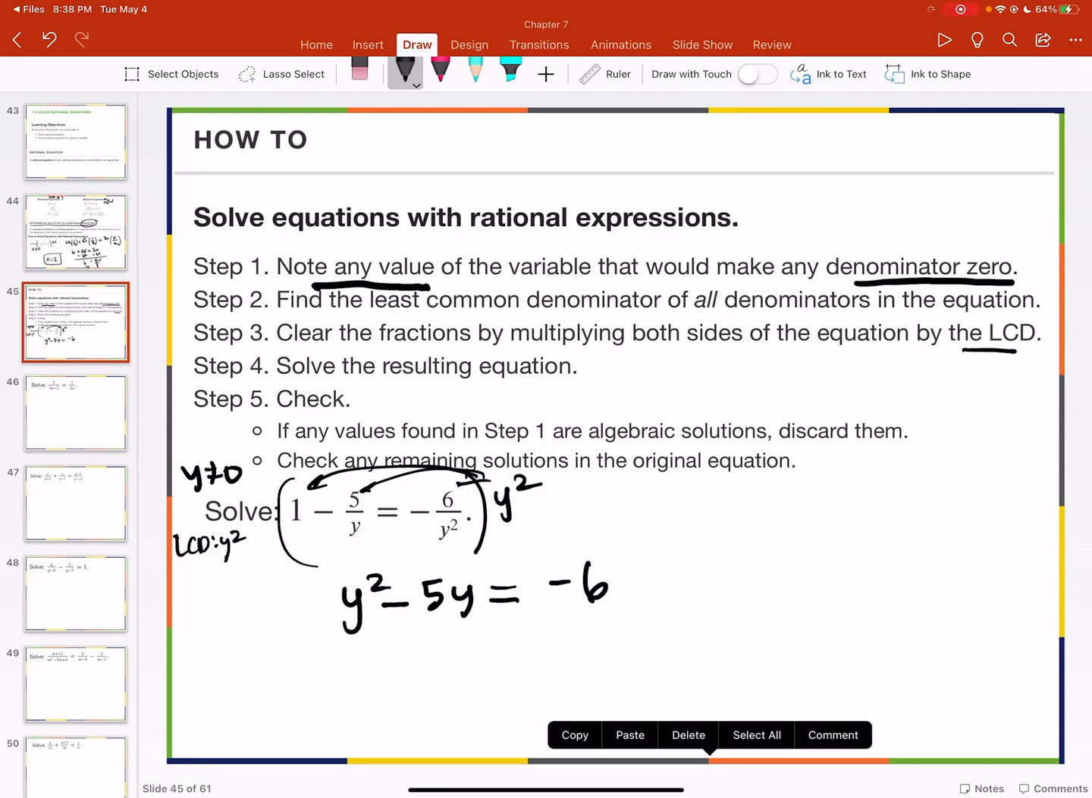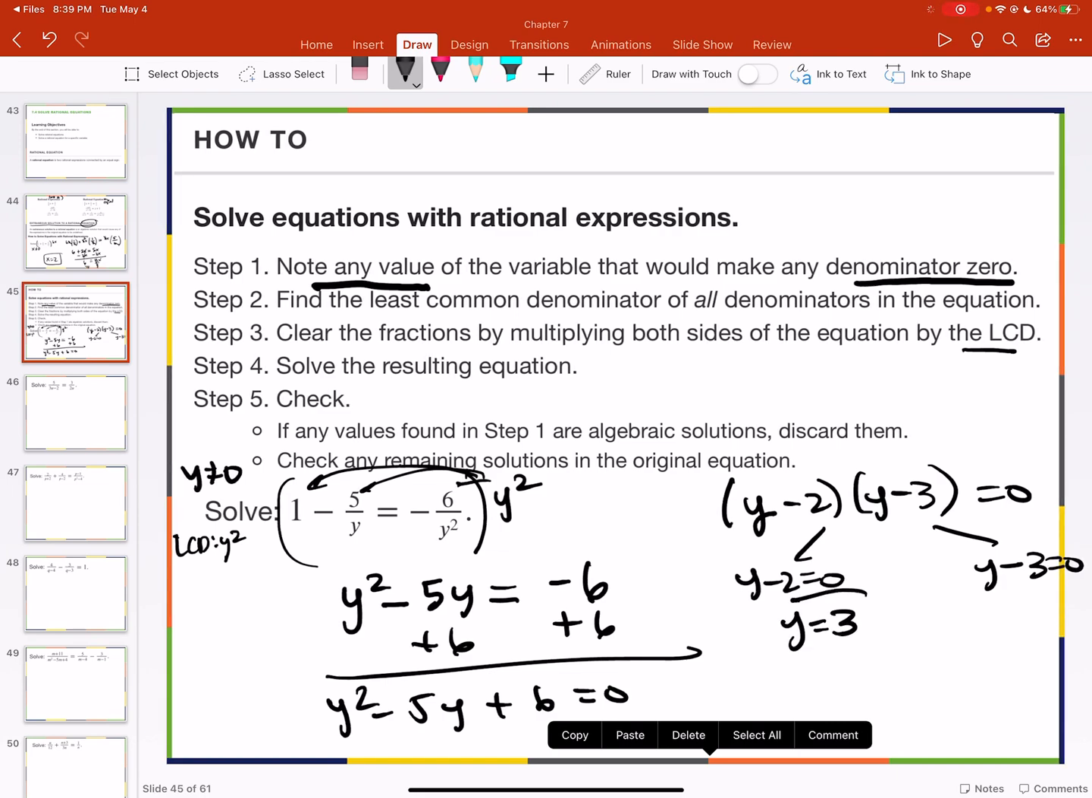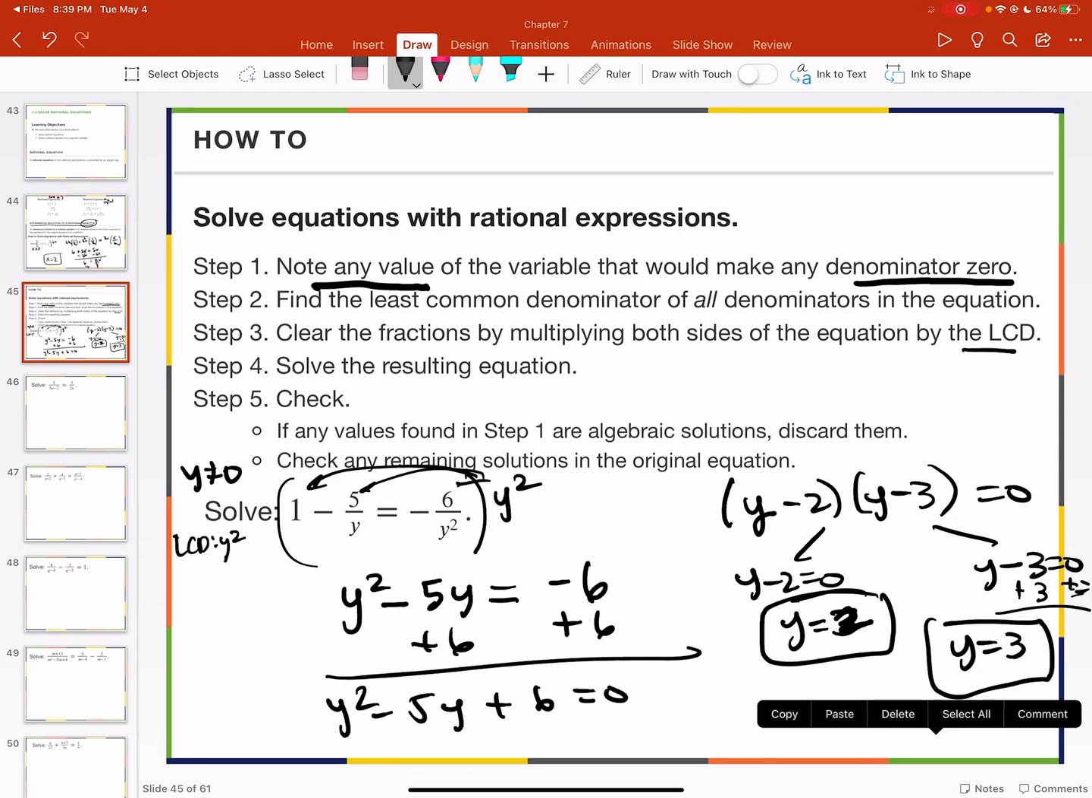Then we're just going to solve for y. Here I'm going to have y squared minus 5y plus 6 is equal to 0. What are two factors of positive 6 that combine to become negative 5? y minus 2, y minus 3. Then the zero product property: y is equal to 2, and y is equal to 3. Sorry, I just jumped the gun here. It's not restricted, so that's our final answer.